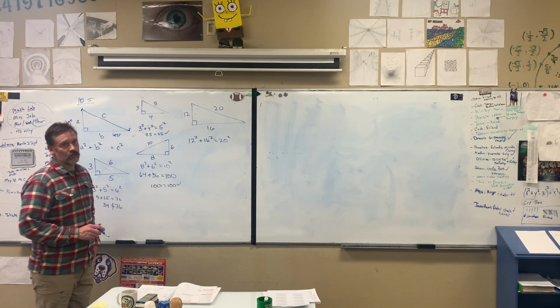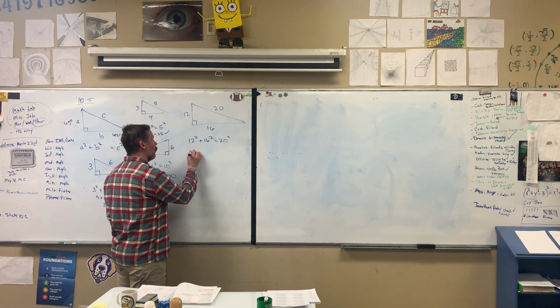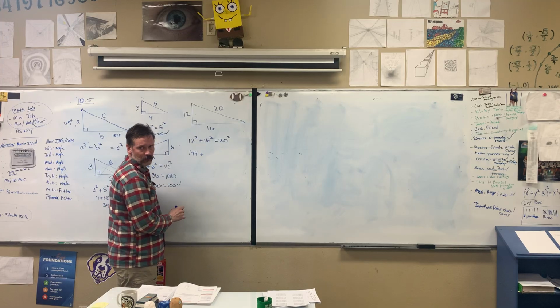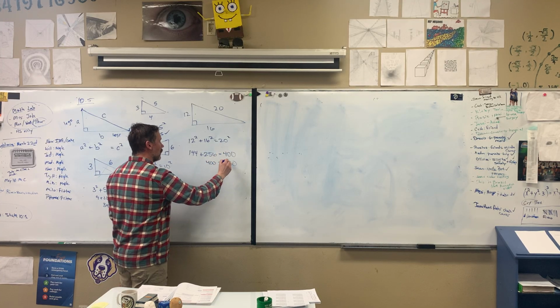Okay, here we go. 12 squared, Jed. Easy W again. 144. 144, very good. Potomac, 16 squared. 256. 256. Milo, 20 squared. 400. 400. Does 400 equal 400? Yes, okay, there we go.